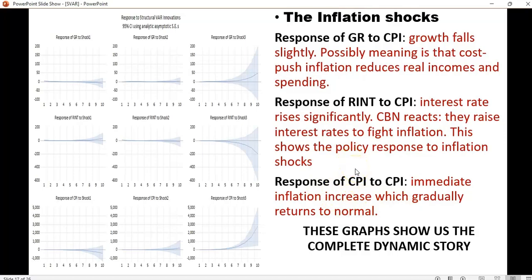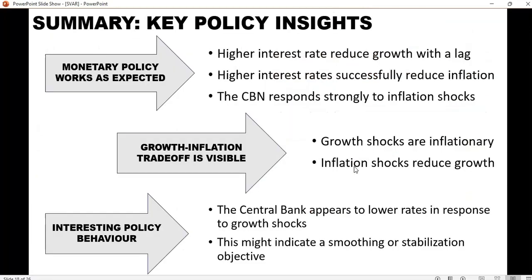So this graph shows us the complete dynamic story of what is happening. And the key policy insight is that monetary policy works as expected. We will have higher interest rates reduce growth with a lag. Higher interest rates successfully reduce inflation. The CBN responds strongly to inflation shocks.